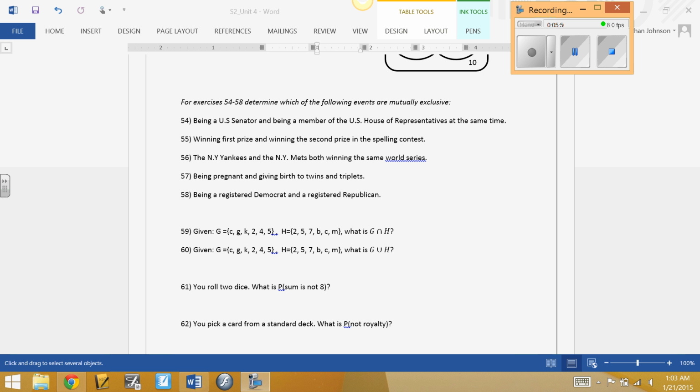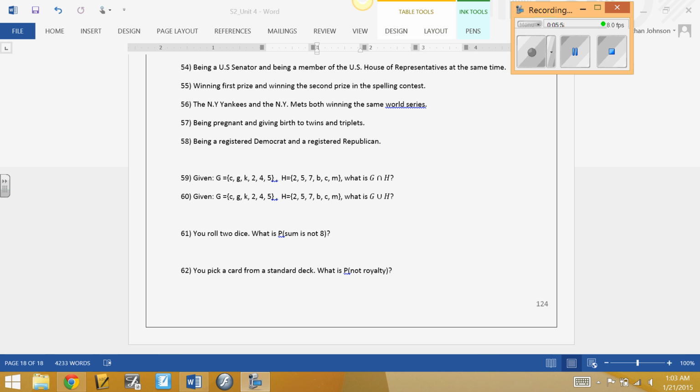So you can write ME next to each of these for mutually exclusive, or NME if you don't think they're mutually exclusive. For problems 59 and 60, I gave you two sets. You need to decide what the intersection of the sets is and what the union of the sets is.